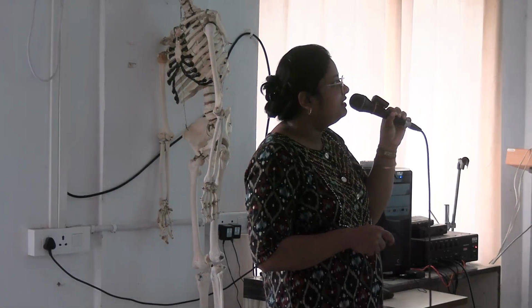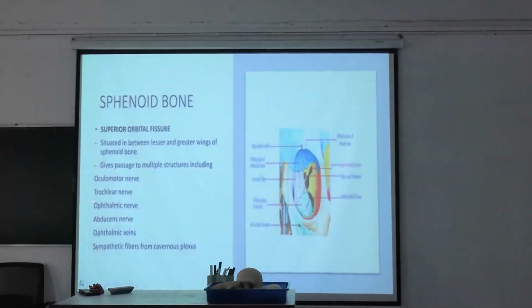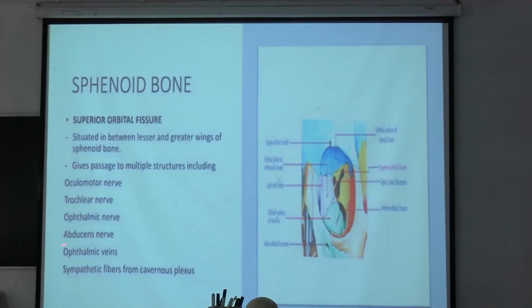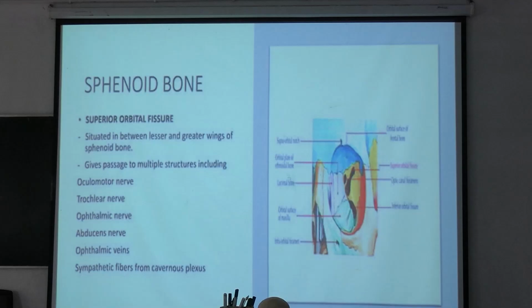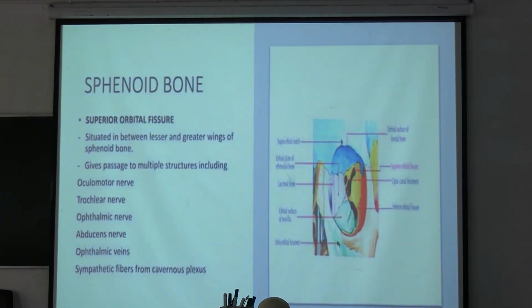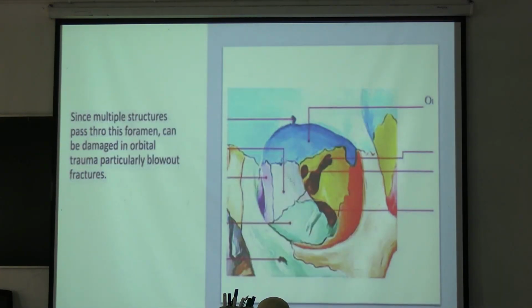Superior orbital fissure is situated in between lesser and greater wings of the sphenoid, lesser wing and greater wing. In between it lies the superior orbital fissure, and it gives passage to these multiple structures: third, fourth, sixth cranial nerve, oculomotor, abducens nerve, and ophthalmic division of the trigeminal nerve, ophthalmic veins, and sympathetic fibers from the cavernous sinus, which was lying around the internal carotid artery. Some fibers from this also pass through this superior orbital fissure. Okay, so these are the structures passing.